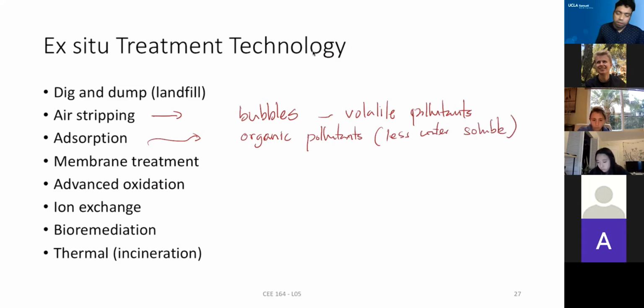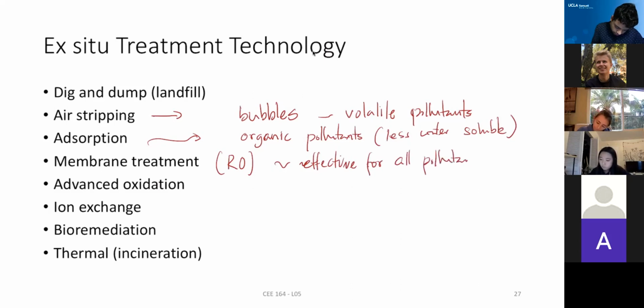Then the third one is membrane treatment, which is basically removing any ions other than water. If you use RO, reverse osmosis, most of the ions and most of the pollutants can be removed as long as they are big enough molecules. So this is effective for all pollutants, because there are reverse osmosis membranes that are very selective. That means they only let water move through. So RO is most effective in most cases.